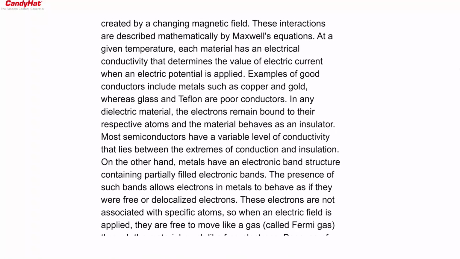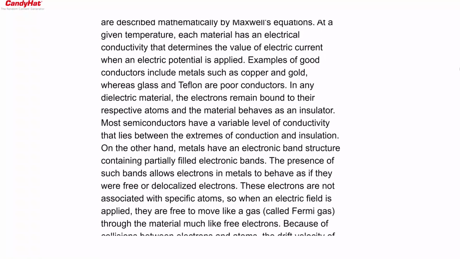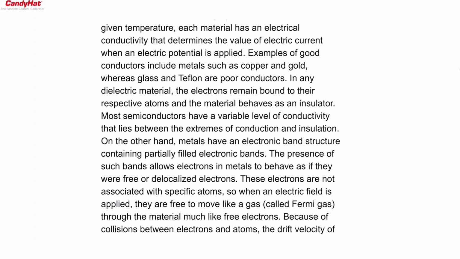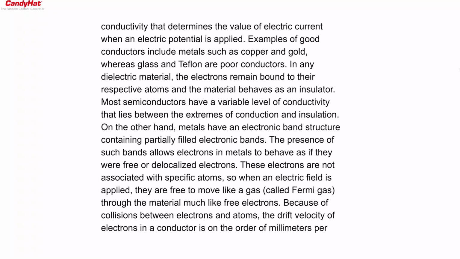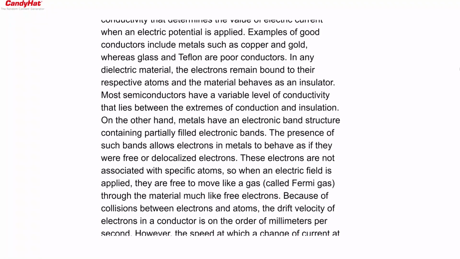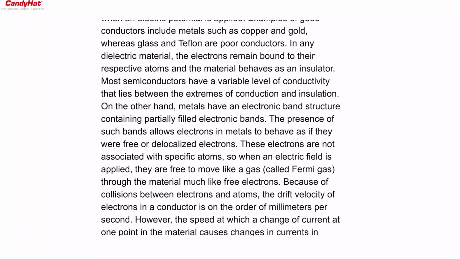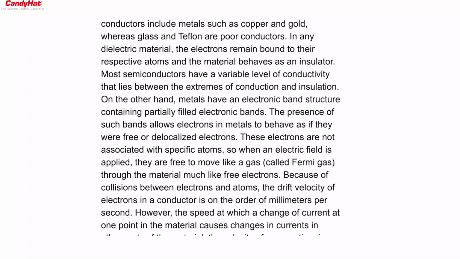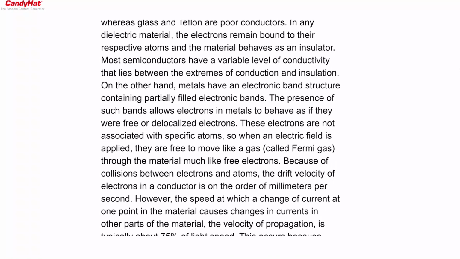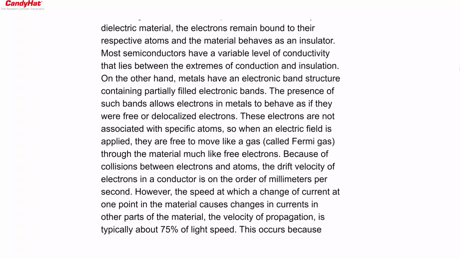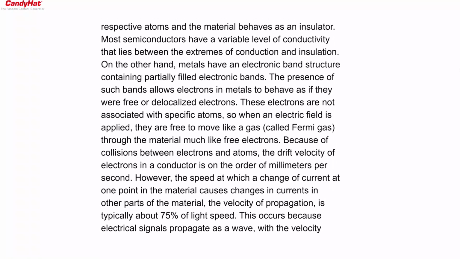At a given temperature, each material has an electrical conductivity that determines the value of electric current when an electric potential is applied. Examples of good conductors include metals such as copper and gold, whereas glass and Teflon are poor conductors. In any dielectric material, the electrons remain bound to their respective atoms and the material behaves as an insulator. Most semiconductors have a variable level of conductivity that lies between the extremes of conduction and insulation.